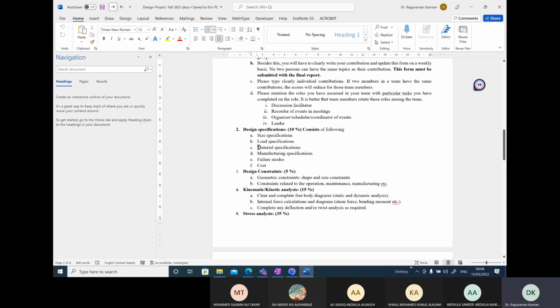Then material specification. Why do we need material specification? We have already gone through static failure theory, for example. So to use any of the static failure theory, we need material property like yield strength of the material. So we need material specifications. What kind of material are we using here?